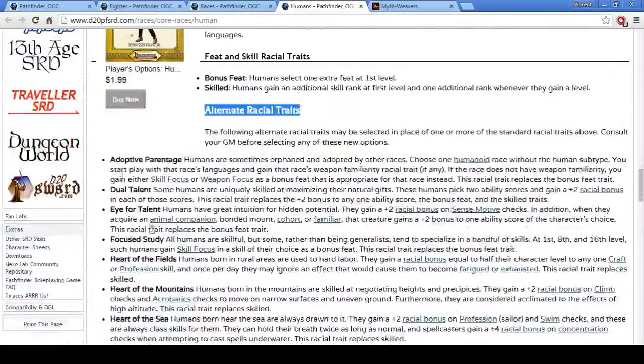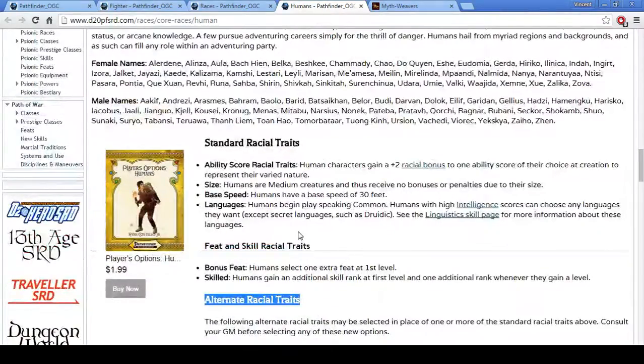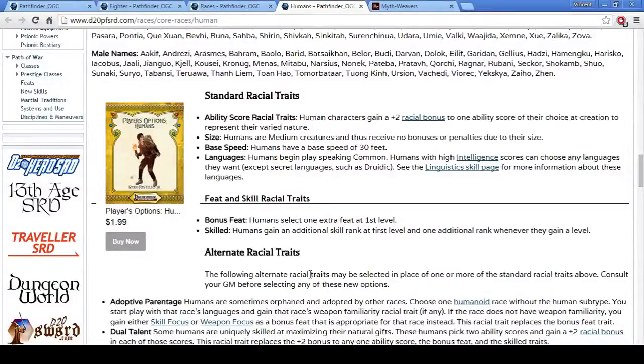Alternate racial traits are if you want to start trading out some of these abilities. Dual talent allows you to trade in the +2 to one ability score, the bonus feat, and the skill trait, but you get an additional +2 to something. That can be nice. That said, if this is your first game, just stick to the standard racial traits. Keep it simple. There are ways to customize your character at pretty much every single level in Pathfinder, so just stick with the standard racial traits. We're a human fighter. Good.